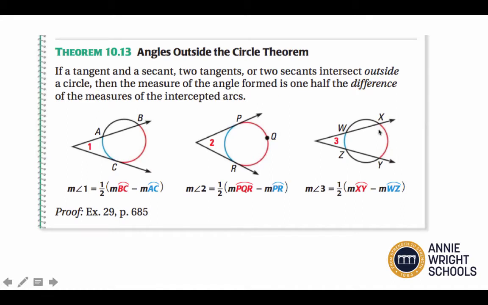If we have two secant lines, let me go back to that. If we have two secant lines, you take this arc, but now since it's outside the circle, you subtract this arc. You take the difference of those arcs, divide by 2, and you get the angle. You take the difference of these two arcs, divide by 2, you get that angle.